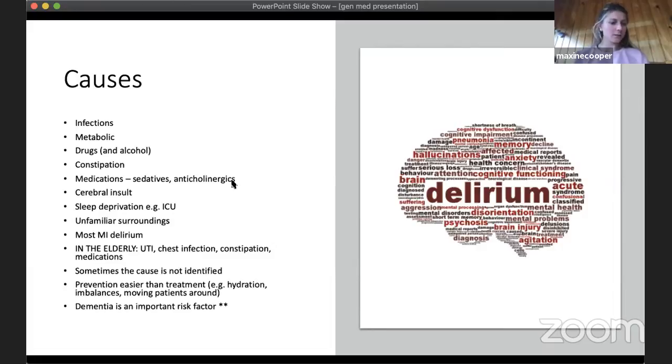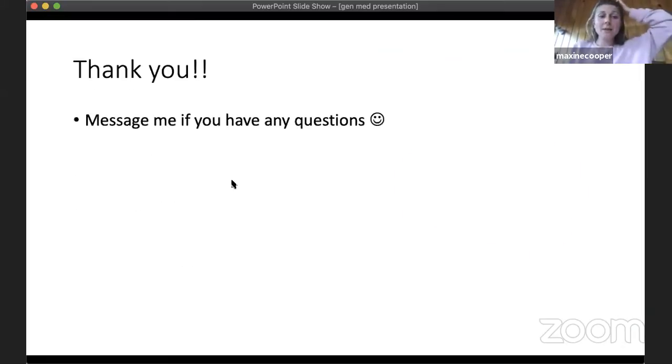Cool. Yeah. I guess there's not really much else to add there, just that dementia is a really important risk factor for delirium. So in these patients, and there's a lot of overlap, you need to be super wary of it in these patients that already have a cognitive problem. Okay, cool. So that's me done.